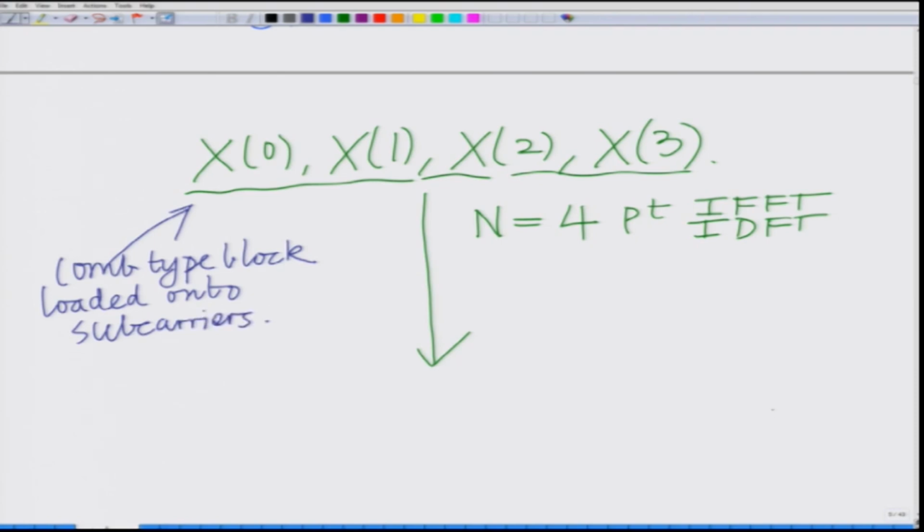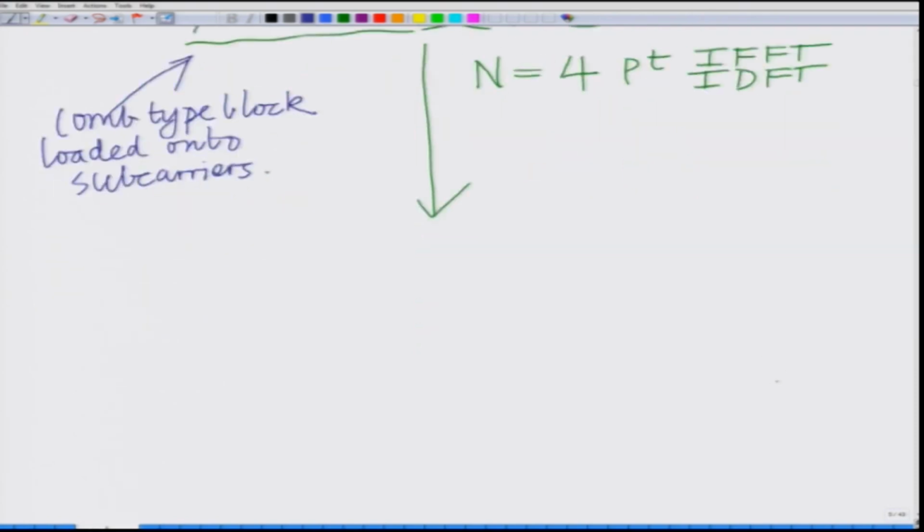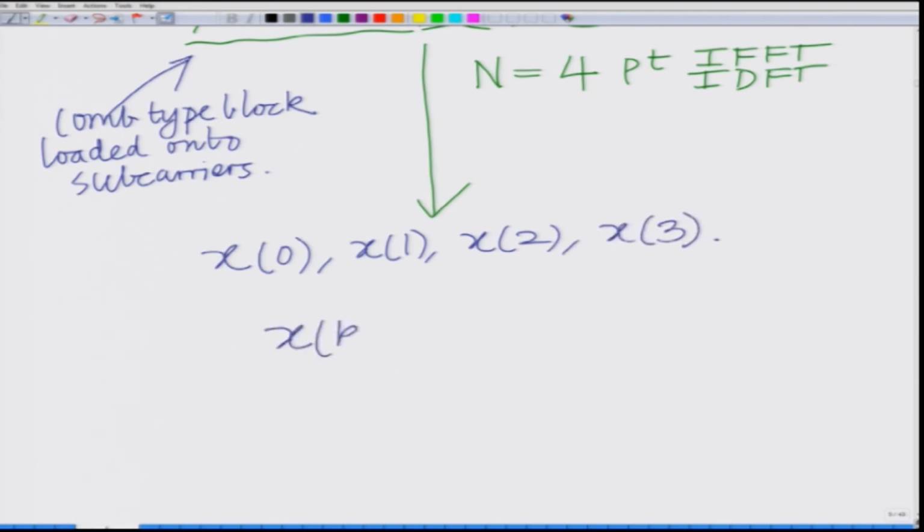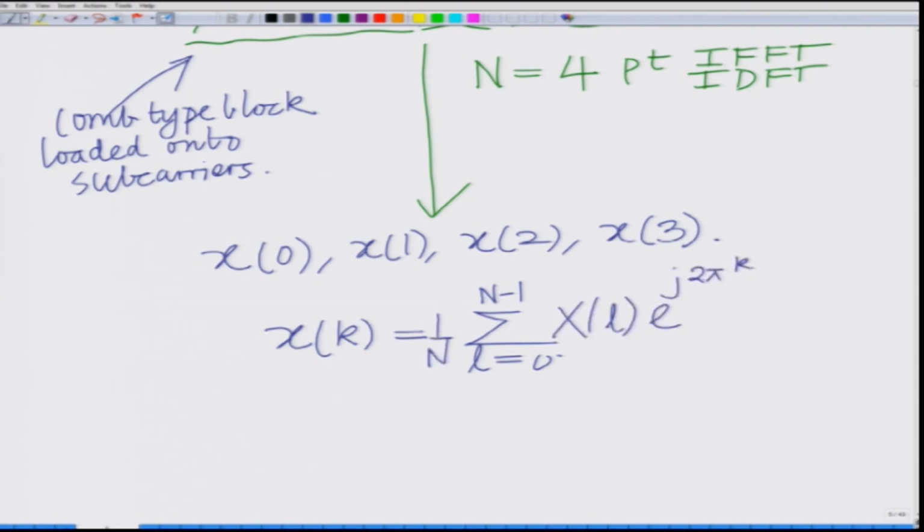Loaded onto the subcarriers, you generate the samples. You take the N equal to 4 point IFFT and generate the samples x0, x1, x2, x3. These are generated by the N point IFFT as xk equals sum over l equal to 0 to N minus 1 of 1 over N, Xl e power j 2 pi kl by N. This is the N point IFFT, this is your kth sample, something you have seen before.